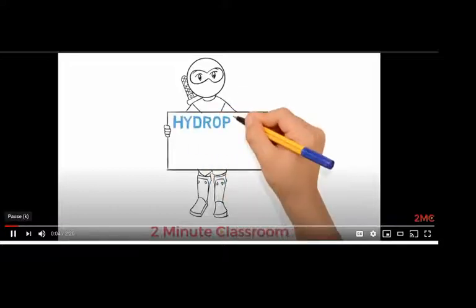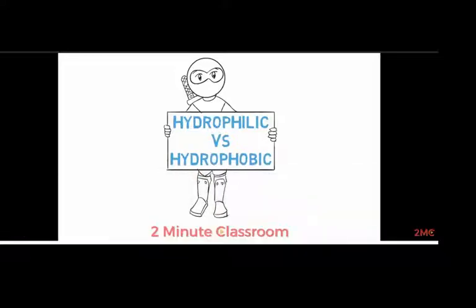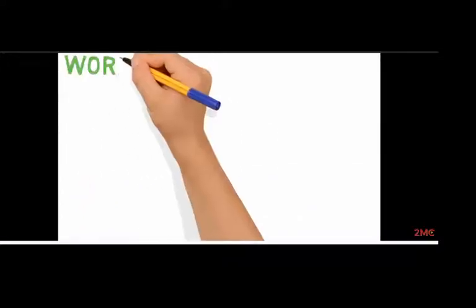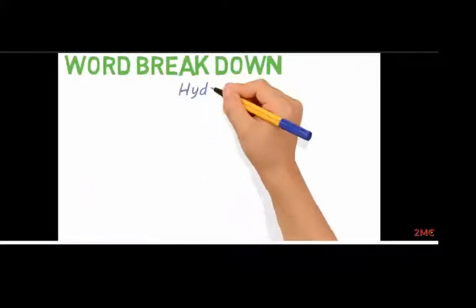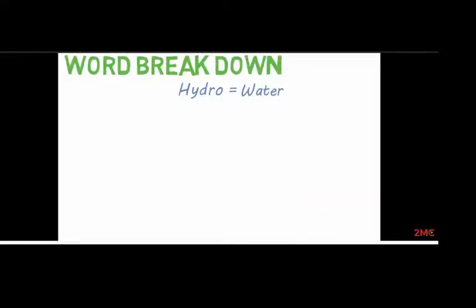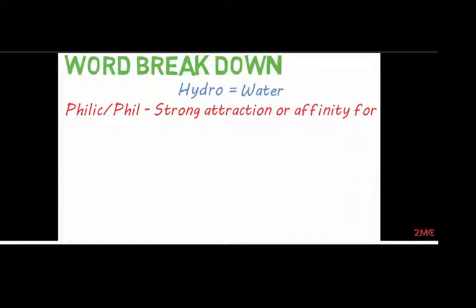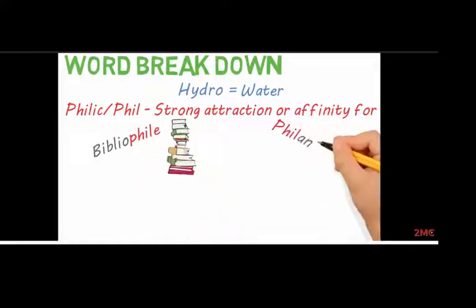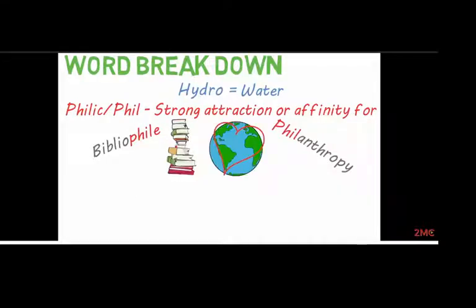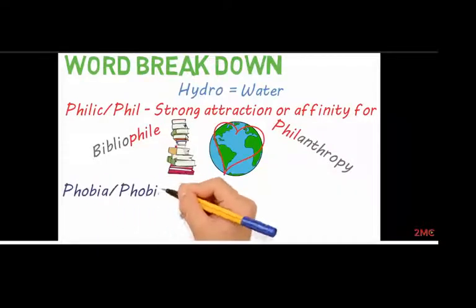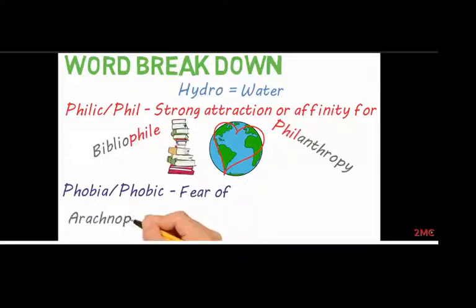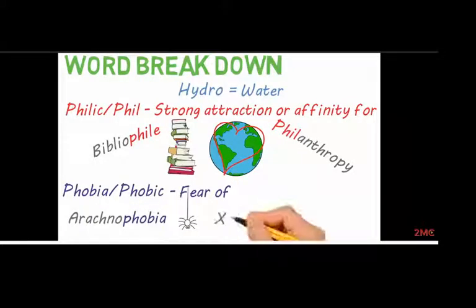Today we're discussing hydrophilic versus hydrophobic substances. Let's start broadly and break down the words. Hydro, as you may know, means water. Philic or phil means a strong attraction or affinity for something. A bibliophile is someone who loves books, and philanthropy literally means the love of humanity. Phobic or phobia, on the other hand, means fear of. Common uses are arachnophobia, fear of spiders, and xanthophobia, fear of the color yellow.